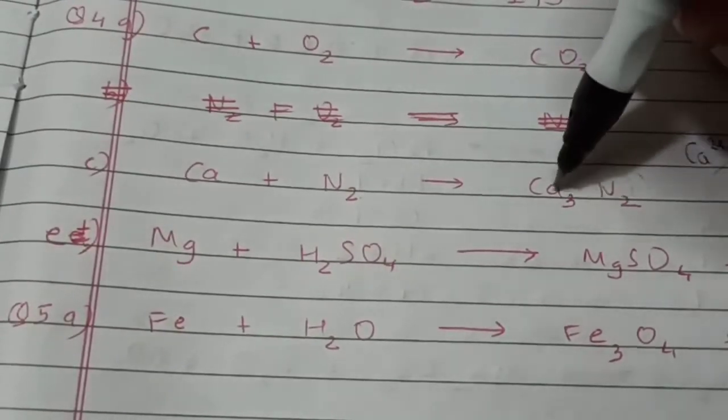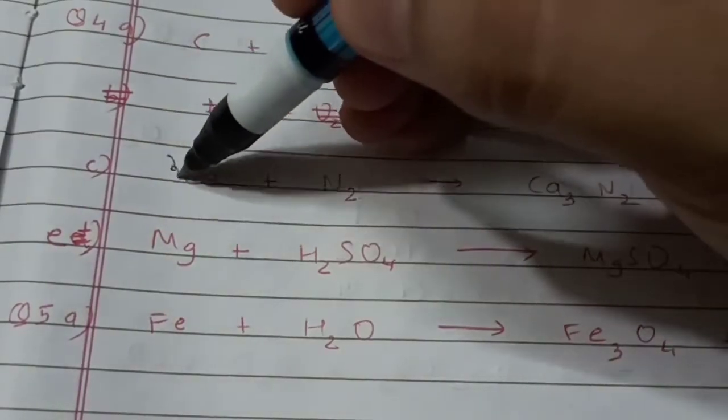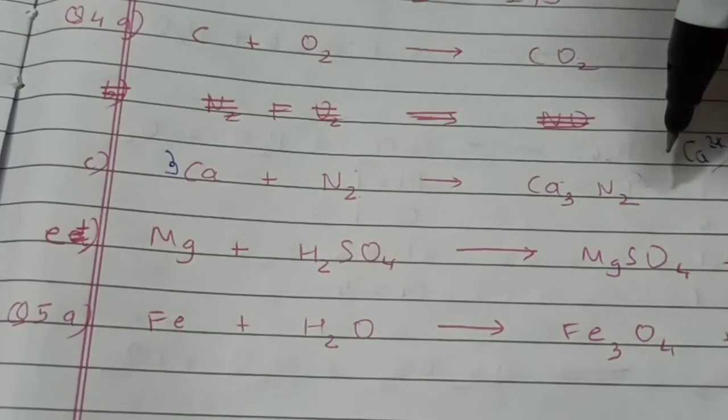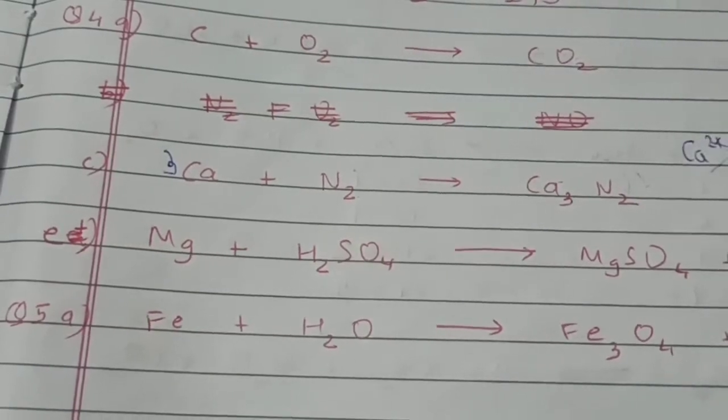So we have 3 atoms of calcium, so write 3 out here, and 2 atoms of nitrogen, 2 atoms of nitrogen, done. So that's balanced. Great. Let's move on to the next one.